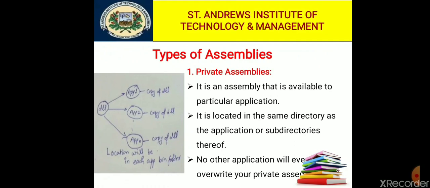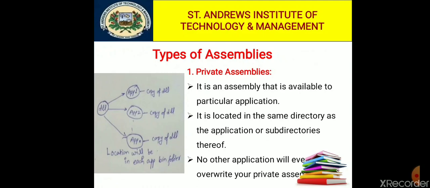Now we are discussing the types of assemblies. The first one is private assemblies. What are private assemblies? It is an assembly that is available to a particular application. We all know the keyword private. Private means a particular person, particular application, particular software. So here we are discussing private assemblies. It is an assembly that is available to a particular application.